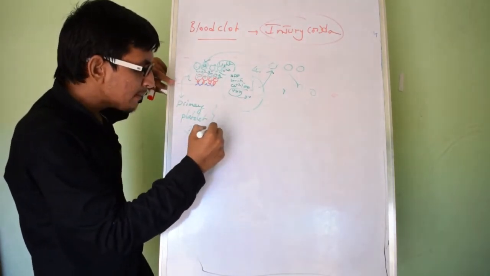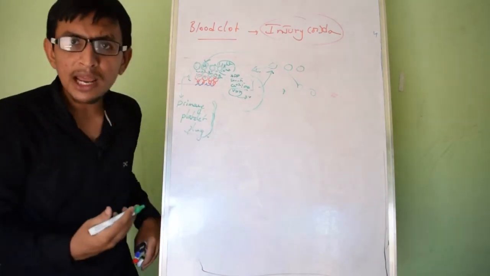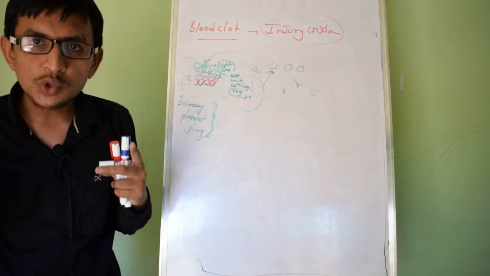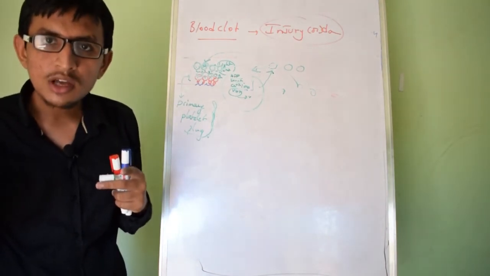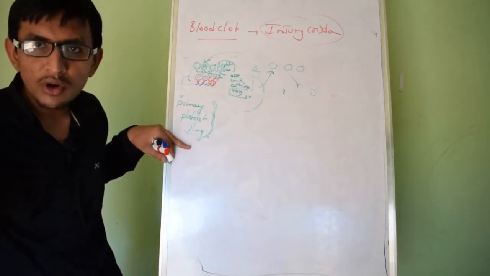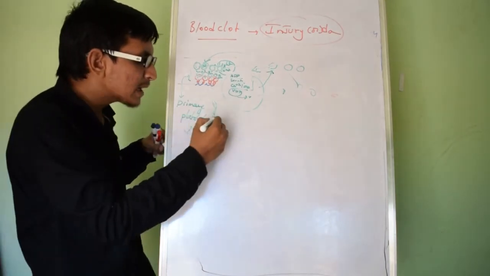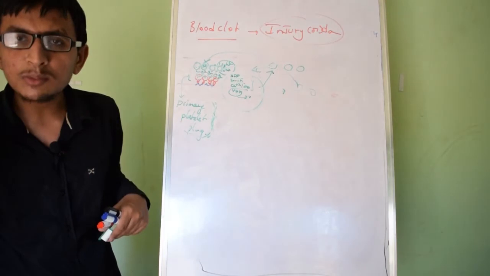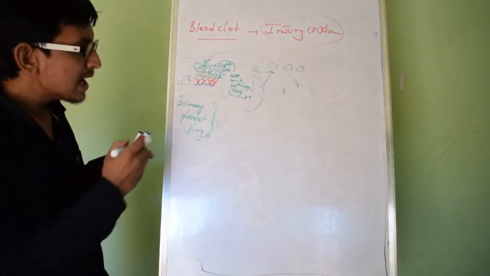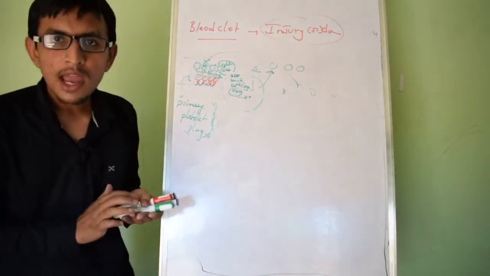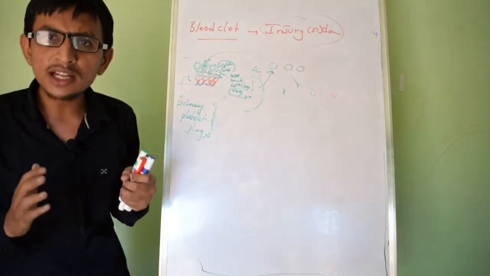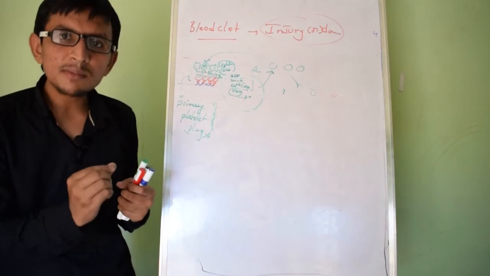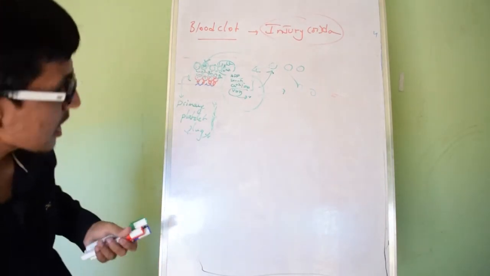It is called primary because this primary platelet plug is not strong enough to stop the hemorrhage. Our main goal is to form a secondary hemostatic plug, and the formation of the secondary hemostatic plug is most important, because this is where warfarin comes and interacts. Let's do that.